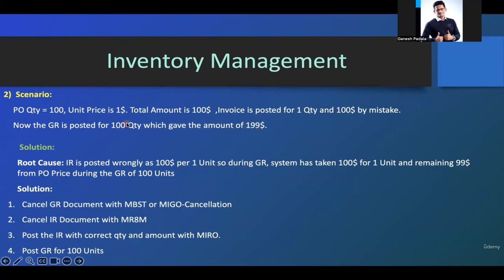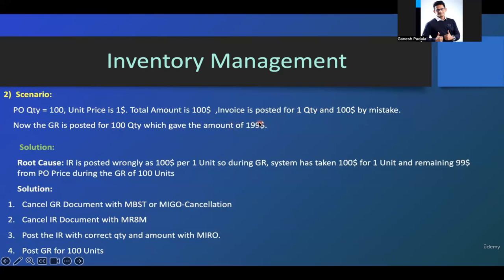Now what happened? GR was posted for 100. The system was checking, is there any invoice receipt for this purchase order? It found one invoice receipt. What was the quantity? One quantity and $100. So one quantity and $100 will be taken from the invoice receipt. Now there are 99 quantity left. The invoice receipt is available only for one quantity, so for the remaining 99 quantity it will search the purchase order, and it gets 99 multiplied by 1, $99. So $99 has come from the purchase order, $100 has come from the invoice receipt, total $199.